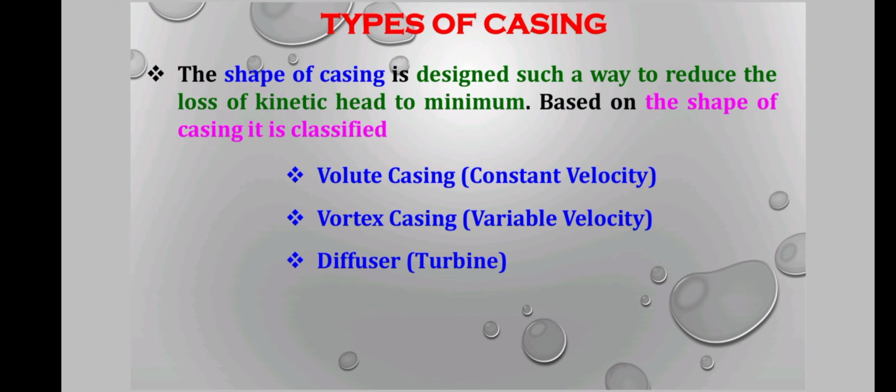And the types of casing. The shape of the casing is designed in such a way as to reduce the loss of kinetic energy to a minimum. Based on the shape of the casing, it is classified as volute casing, vortex casing, and diffuser casing.